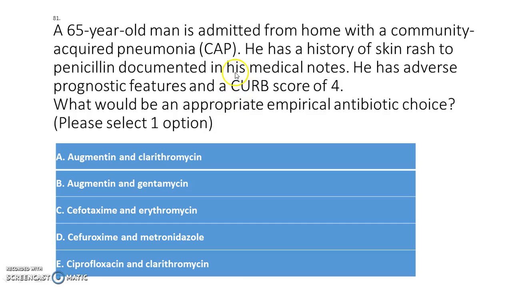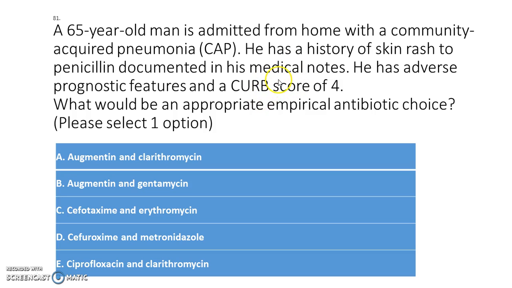read further on this. So C is for confusion, then U is for the urea level of more than 7 millimoles per liter, and then R is respiratory rate more than 30 per minute, and then B is for the blood pressure of less than 90 systolic and or 60 millimeters mercury diastolic. And also it's actually CURB 65. So if the patient is 65 or above, then that's also a score.